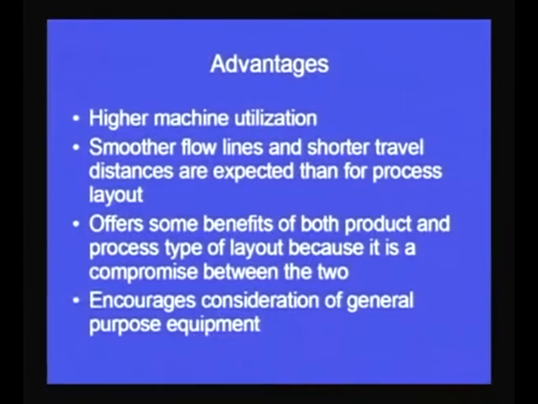Similarly, it offers some benefits of both product and process type of layout, because it is a compromise between the two. Now, we can see that this is a compromise between the two types of layouts that we have already studied in the previous class. That was the product type of layout and process type of layout. So, both were having their own advantages as well as their limitations. So, now cellular type of layouts offers the advantages as well as reduces some of the limitations of these two types of layout.